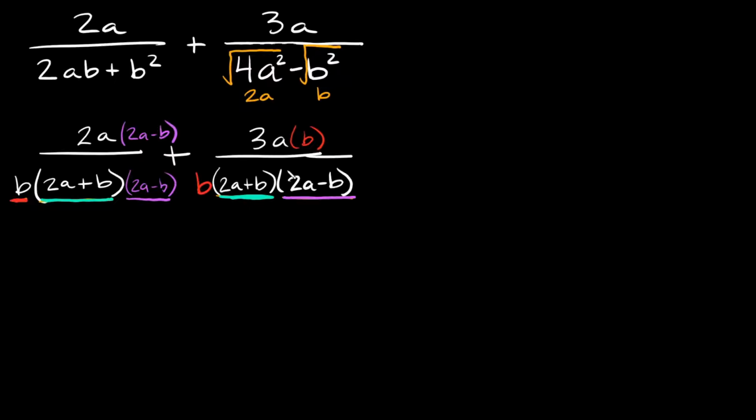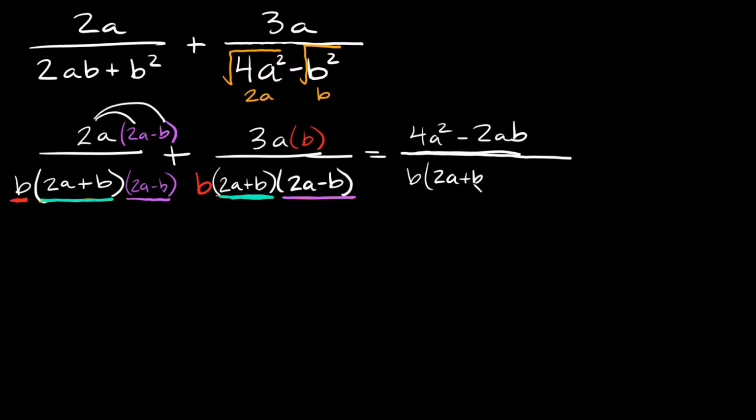So now that we have essentially the same denominators, now we can start simplifying this thing. First of all, let's simplify this numerator right here. Again, we just have to distribute. So 2a times 2a is equal to 4a squared. And then 2a times negative b is equal to negative 2ab. So we're going to have minus 2ab on top. And we're going to have to extend that a little bit. And then our denominator, again, is b times 2a plus b, 2a minus b.